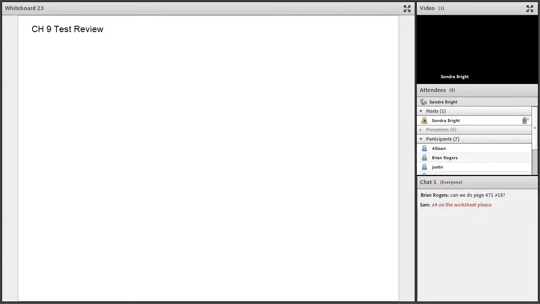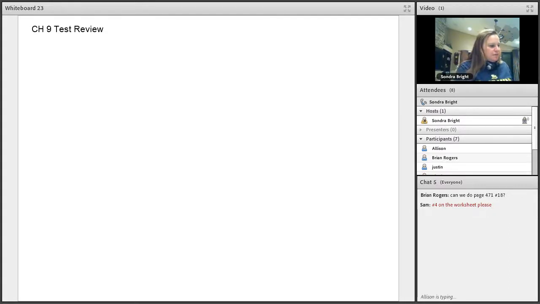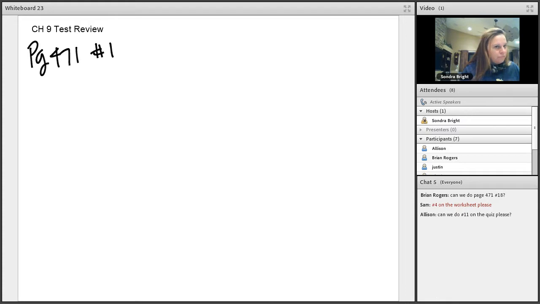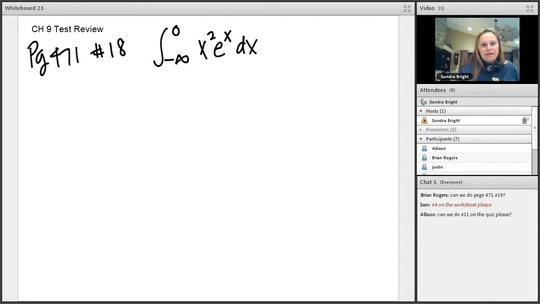Okay, got page 471, number 18. And it's finding the integral from negative infinity to 0 of x squared e to the x dx.